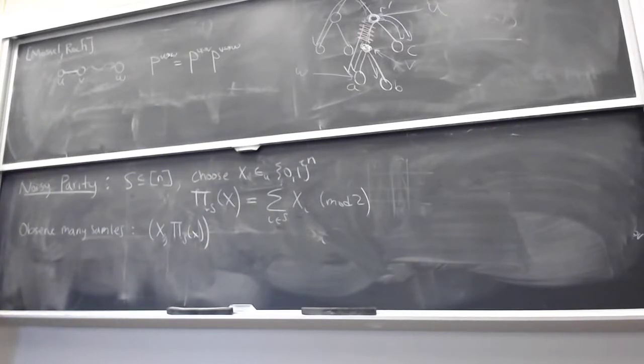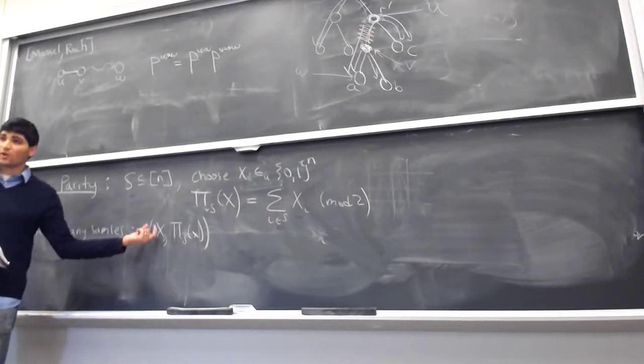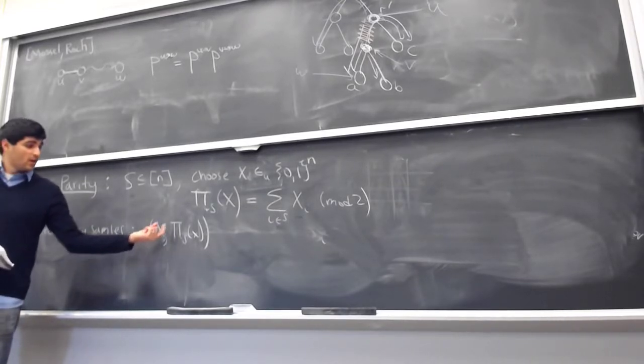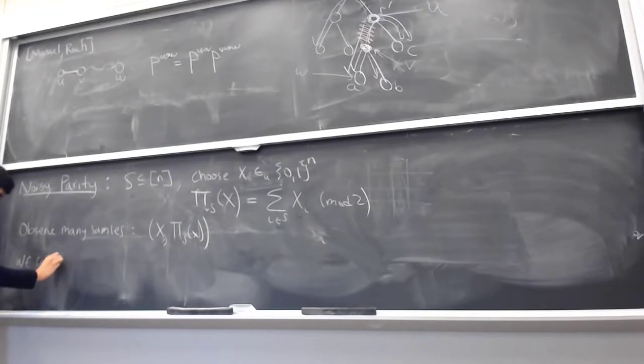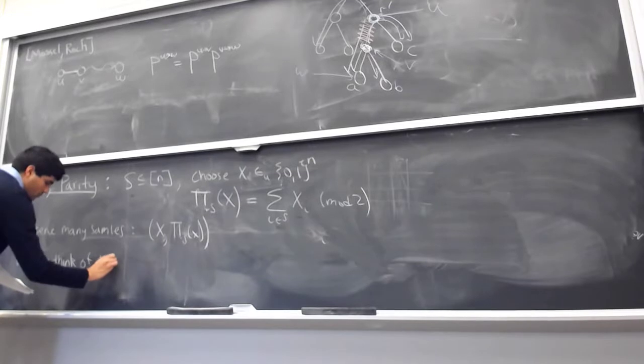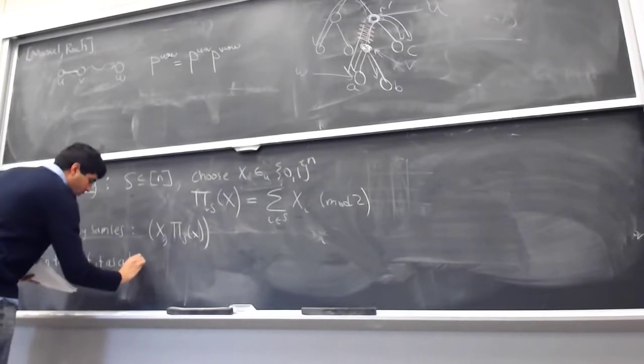So pi S is this hidden parity function that we want to learn. Does anyone know how we could try and learn this? It's basically a linear system. Yes, exactly. There are actually good algorithms for learning this, because the way to think about it is you're given many of these examples, pairs of a binary string of length n and the corresponding parity. But we can think about it as a linear system.